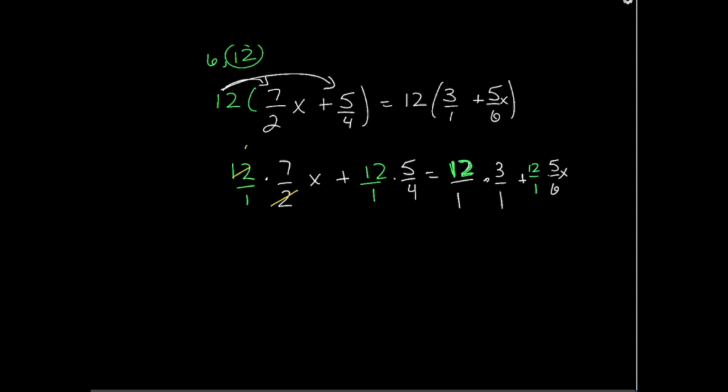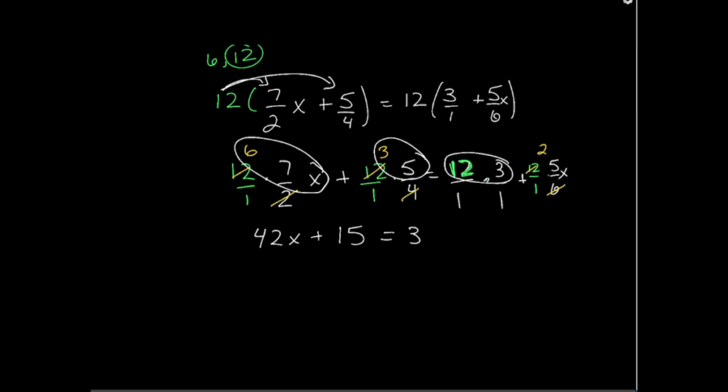2 divides into 12 6 times. 4 divides into 12 3 times. And 6 divides into 12 twice. Now I just have to simplify. So over here for the first term, 6 times 7x is 42x plus just 3 times 5, which is 15, is equal to my 12 times 3, which is 36, plus the very last one, which is 2 times 5x, which is my 10x.